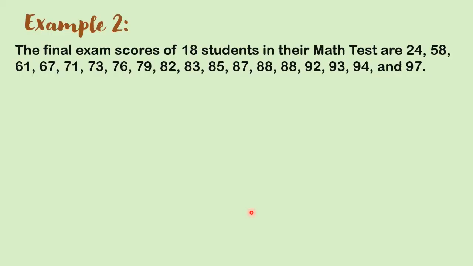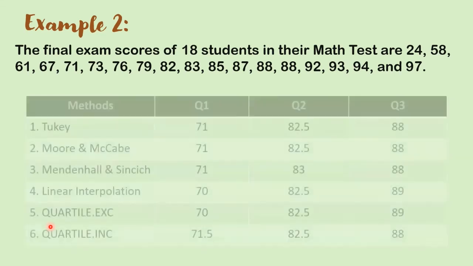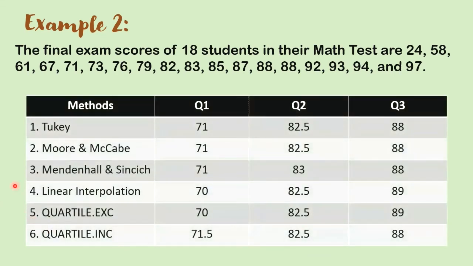Alright? Let's now deal with our second example. Okay, this time we have even number of values. Okay, we have 18 values here. So luckily, these values are already arranged in ascending order from least to greatest. Let me show you a summary of results for this particular problem using different methods. Here, okay? So here are the different methods.